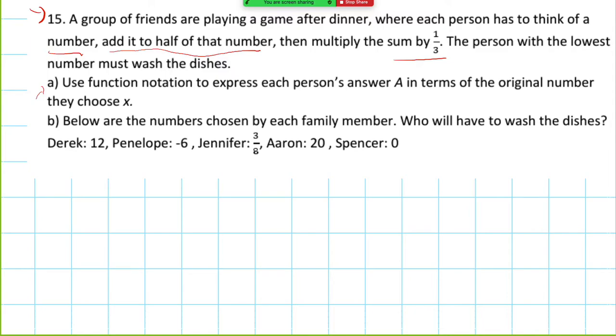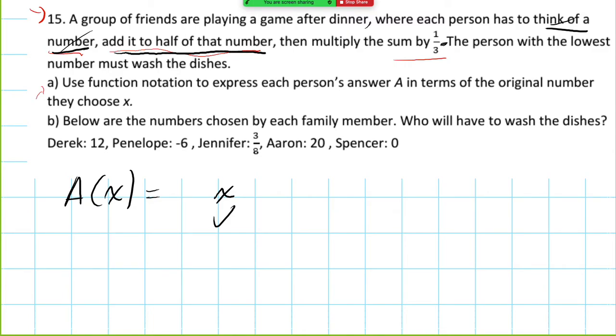So for function notation, what that means is A is the answer, X is the original number, so we're saying A at X is equal to, and then we've got to reread this from about this comma here to this period. What's going on? So there's a number, we'll call it X. We take that number, so we think of a number. We've done that. We've got the letter X, so that kind of gets crossed out.